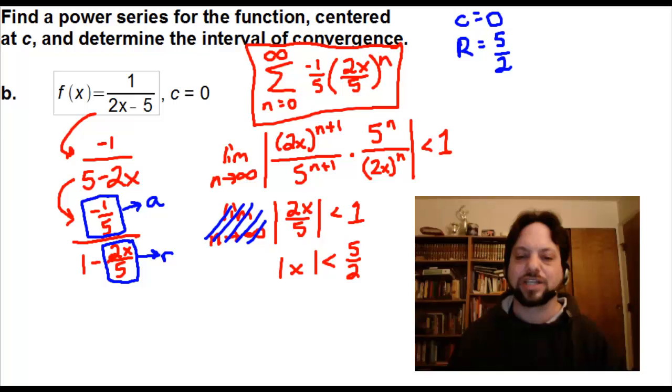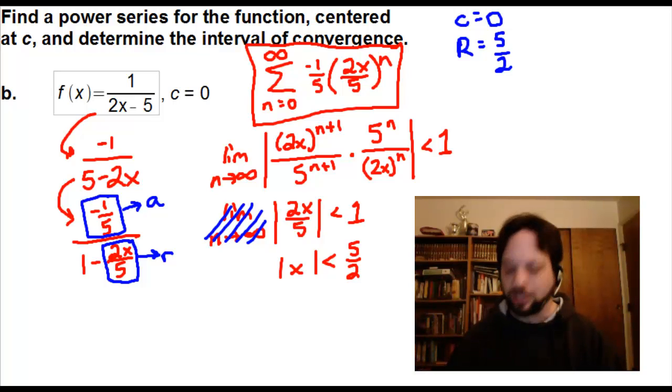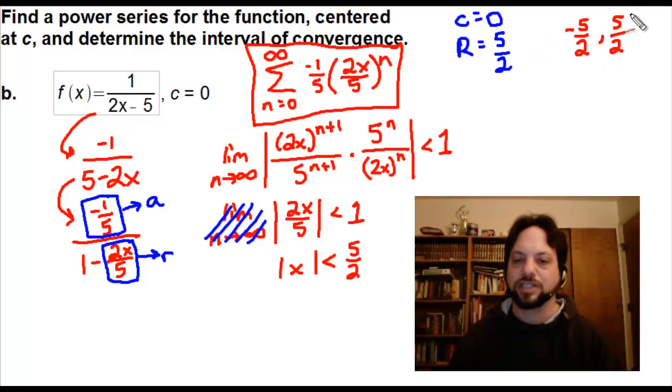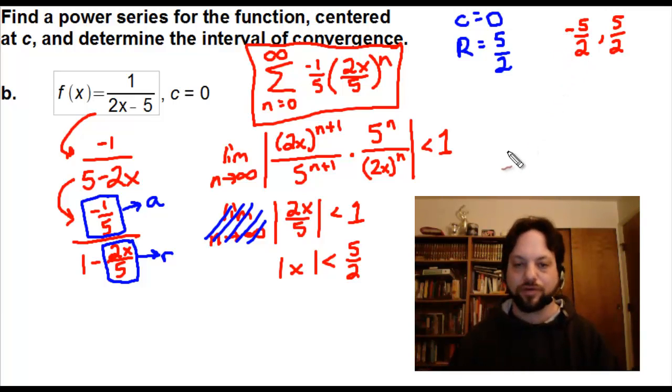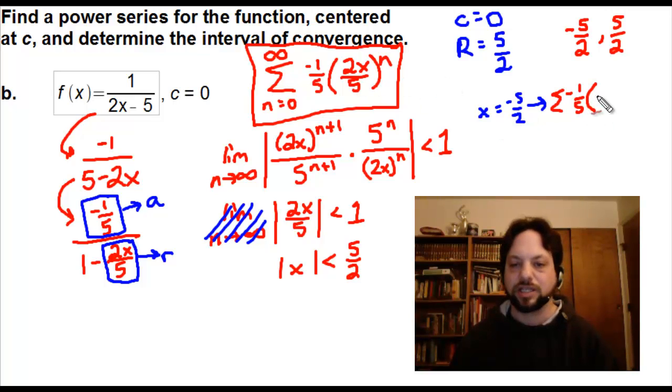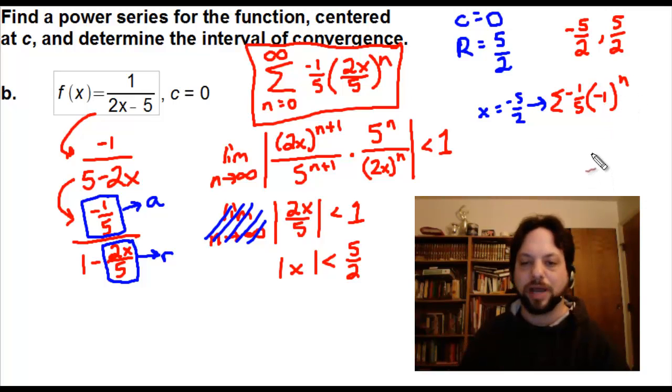Just for fun, let's go ahead and see if the endpoints of this do converge or diverge. Of course, since my center is at 0, my lower bound will be at -5/2, and my upper bound will be at positive 5/2. I just need to figure out whether to include or exclude those from my interval of convergence. Let's try this out then. Let's say that x actually is -5/2. If that's the case, then my series is going to be -1/5. Plug in -5/2 for x, and you'll see that this will be -1 to the nth power.